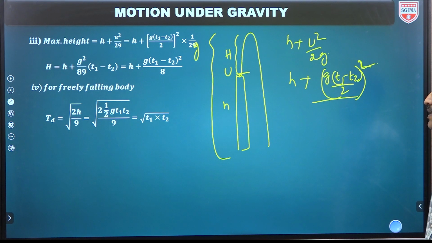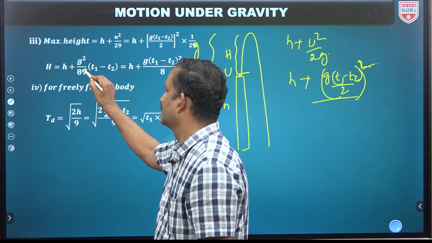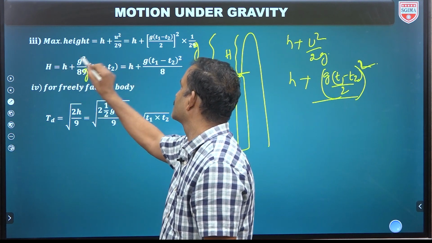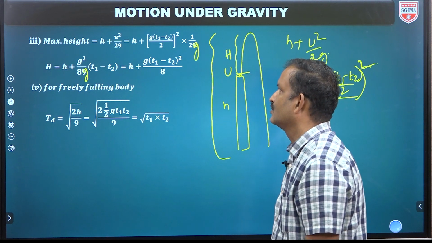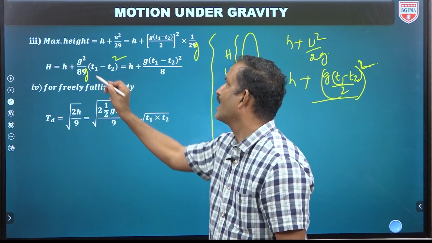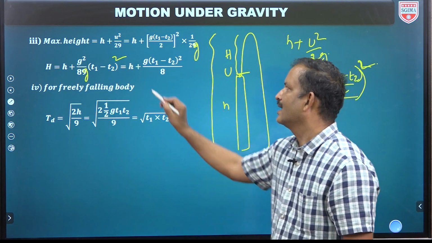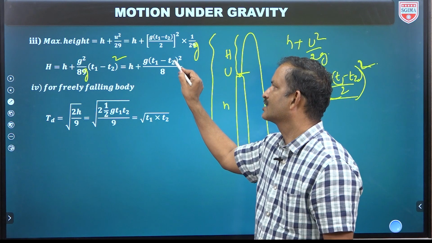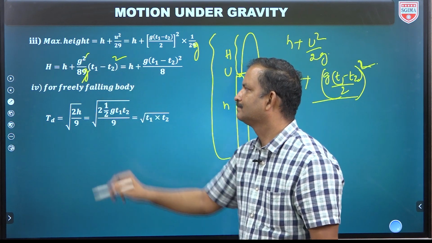So, simplify that one. You will get H plus, if you simplify this one, g square (t1 minus t2) whole square by 8g. Then H plus g (t1 minus t2) whole square by 8, one g, one g will cancel.